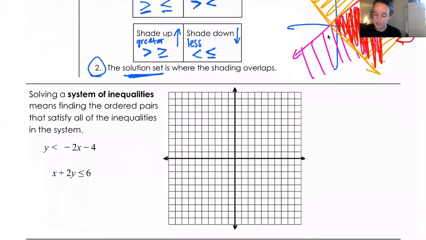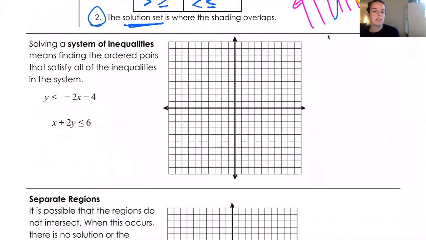The first one looks like this. It says solving a system of inequalities means finding the ordered pairs that satisfy all of the inequalities in the system. So ordered pairs, that's like x comma y, right? We're going to find the solution set where the points are. So first, I need to graph them. So I'm going to go ahead and graph this one first.